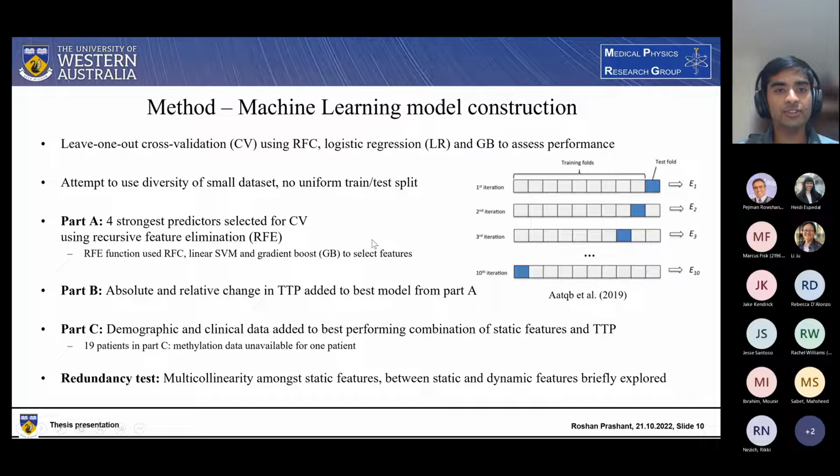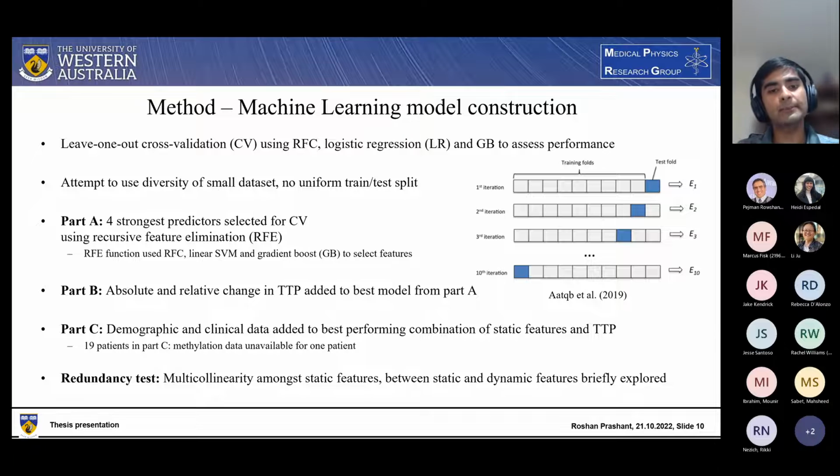In part A, the 4 strongest predictors were selected for this cross-validation process, and this was done using recursive feature elimination. In recursive feature elimination, the machine learning model is distilled until the number of predictors is reduced to the desired number. This is done in an iterative process where the predictors with the least predictive power or prognostic power are removed one by one. The recursive feature elimination method used the machine learning algorithms of random forest, linear SVM, and gradient boost to select these features.